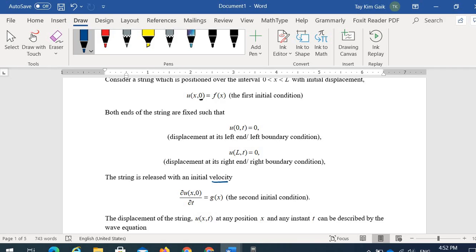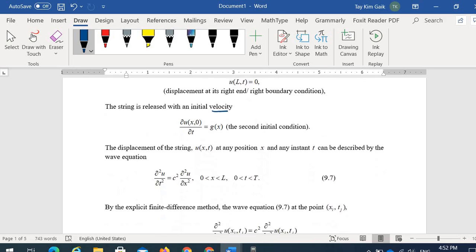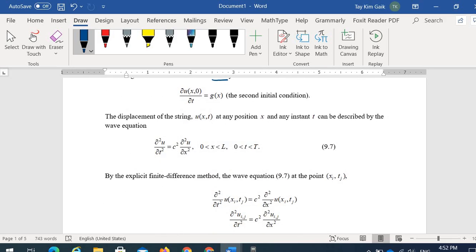And the displacement of the string u(x,t) at any position x and at any instant t can be described by the wave equation, which is one type of hyperbolic equation: del 2u del t2 equal to c squared del 2u del x2, where c squared is a coefficient, x from 0 to L, and t from time t equal to 0 up to a finite time T.